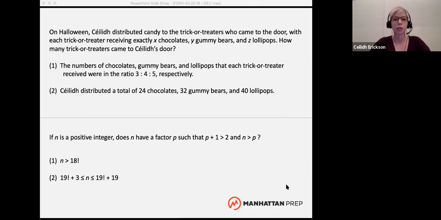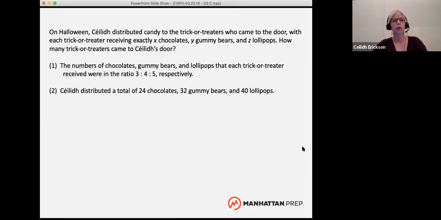Thinking about these, if we look at this first one, X chocolates, Y gummy bears, Z lollipops, we want to know how many trick-or-treaters came. Well, knowing something about the numbers of chocolates and gummy bears and lollipops might help us figure out how many trick-or-treaters there were.